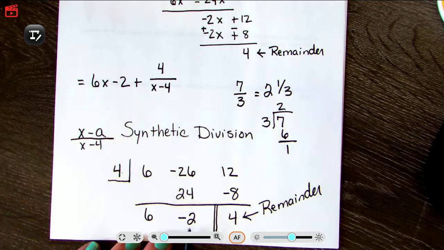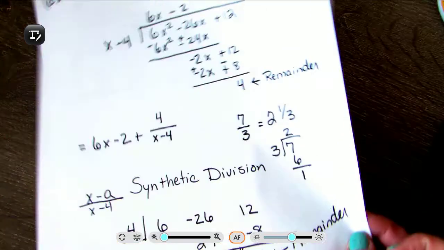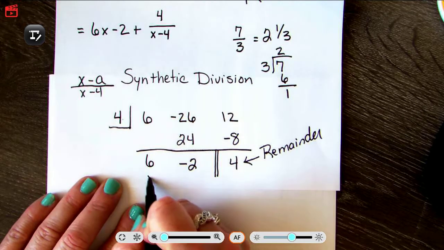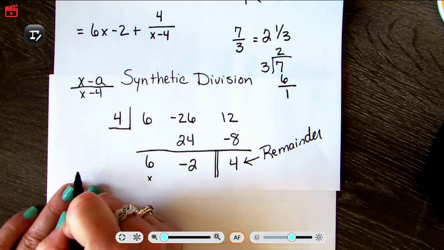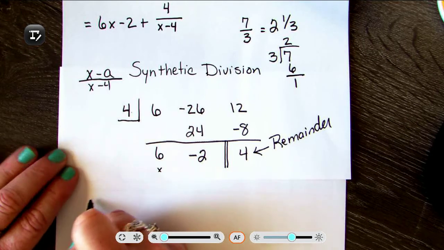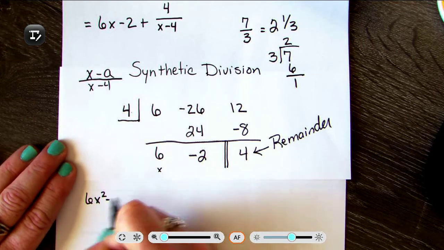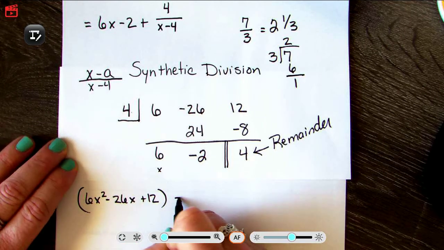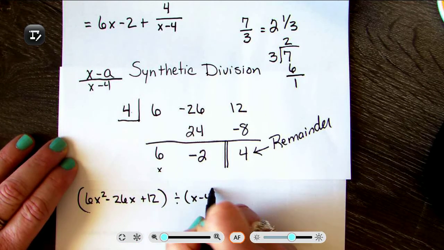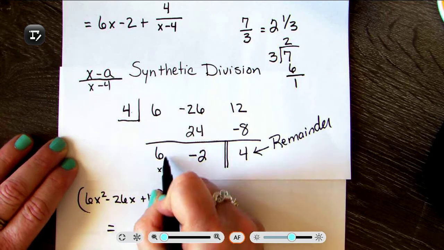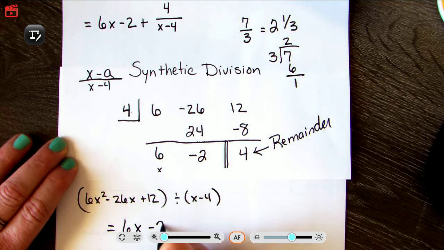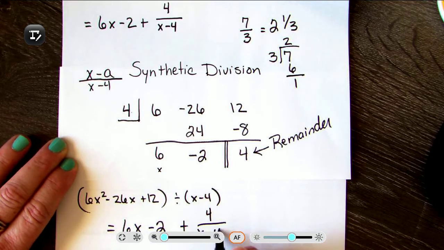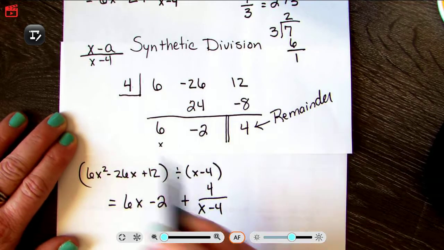So then we can take our answer and we just go up backwards. So this is our constant term, our x term, and if we had more, x squared, x cubed, and so forth. So when we take that 6x squared minus 26x plus 12 divided by that x minus 4, we will get our 6x minus 2 plus that 4 over what we were dividing by. Of course, we got the same answer.